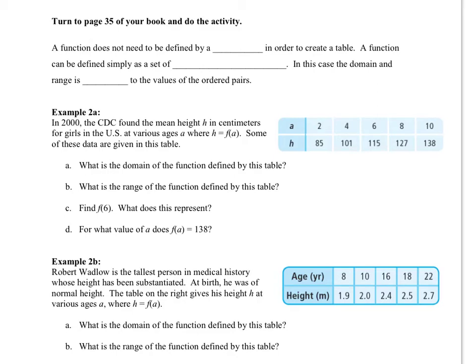This is the second part to lesson 1.5, using graphs and tables of functions. A function does not need to be defined by a formula in order to create a table. So in the last video for lesson 1.5 we were looking at graphs. Now we're going to look at tables, and we know we don't need to have a formula in order to create a table. A function can simply be defined as a set of ordered pairs.